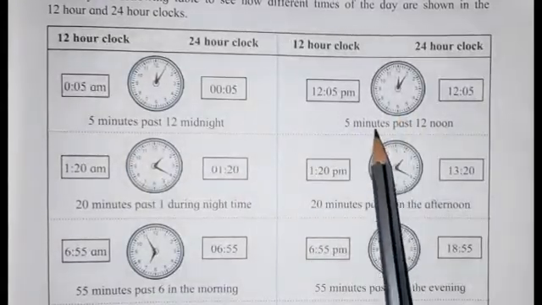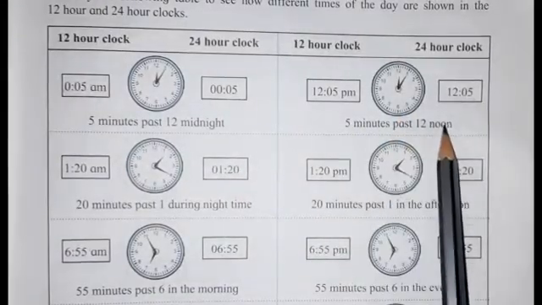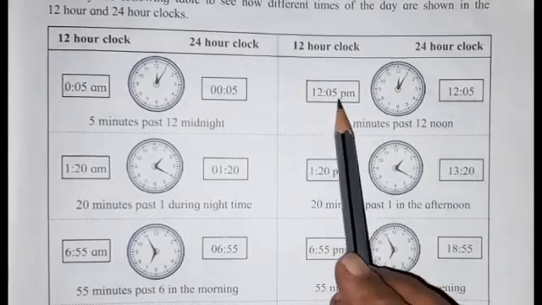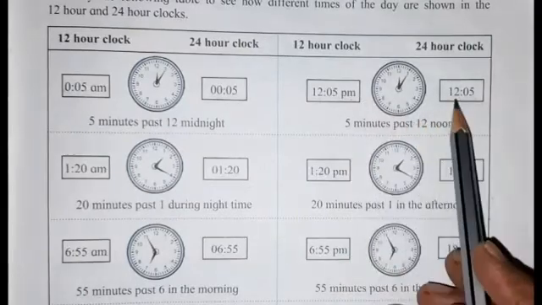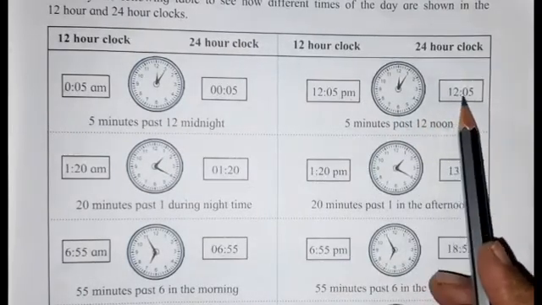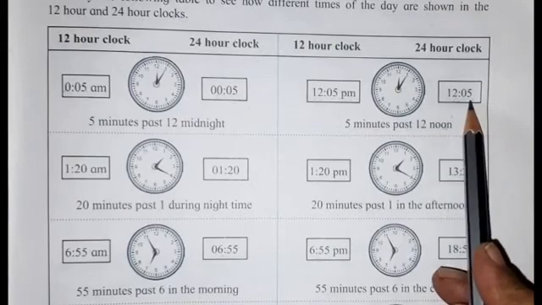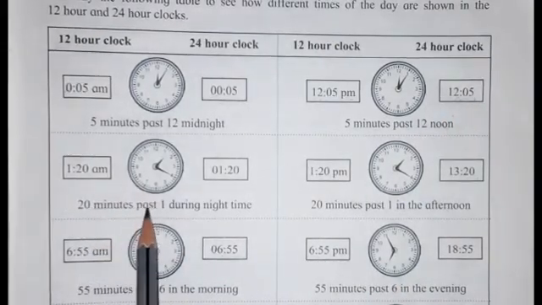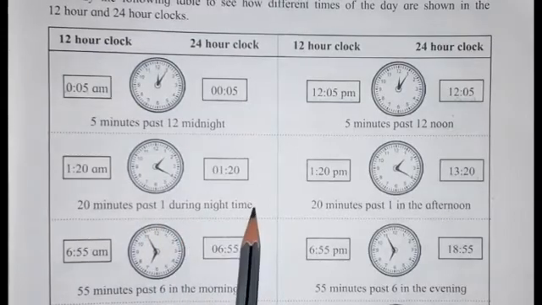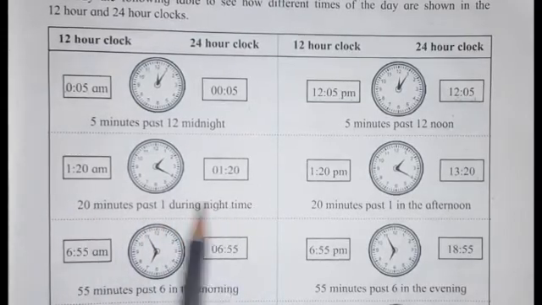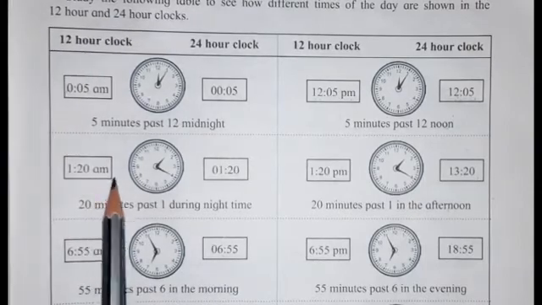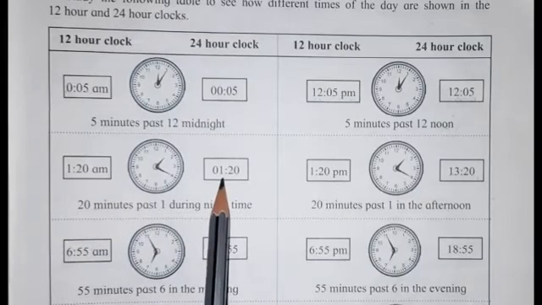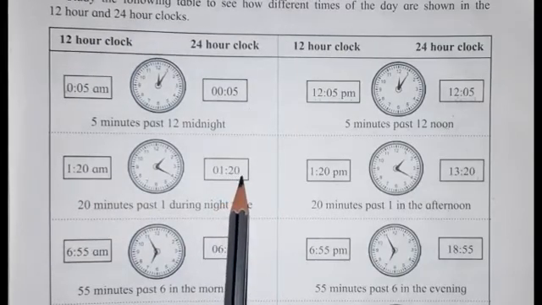Now next, 5 minutes past 12 noon. Here the time is written in 12-hour clock as 12:05 PM. And in 24-hour clock write 12:05. Here no AM, no PM. Now next, 20 minutes past 1 during night time. During night time write here AM. So the time is 1:20 AM. And in 24-hour clock write 1:20.